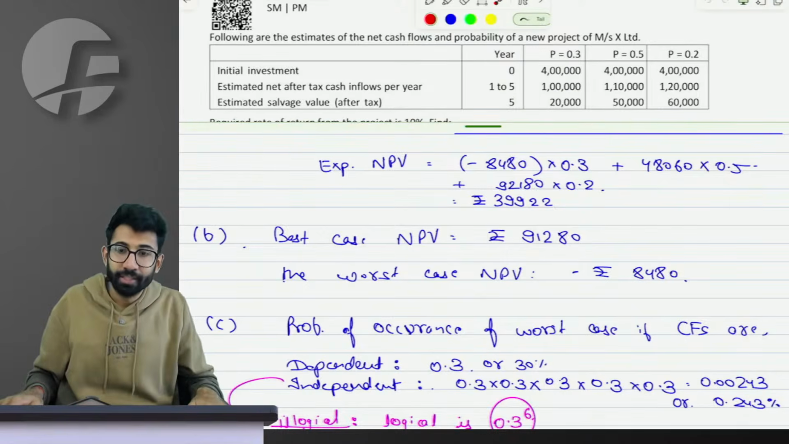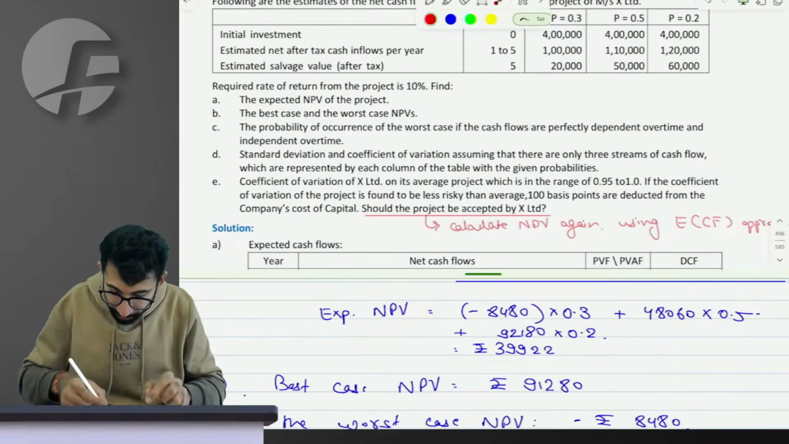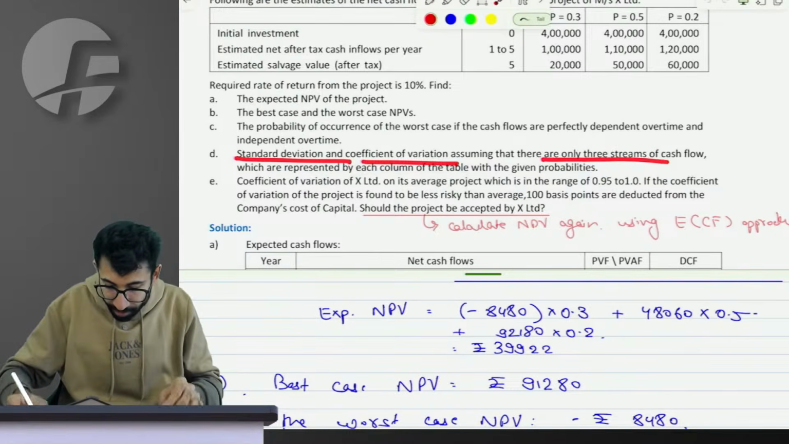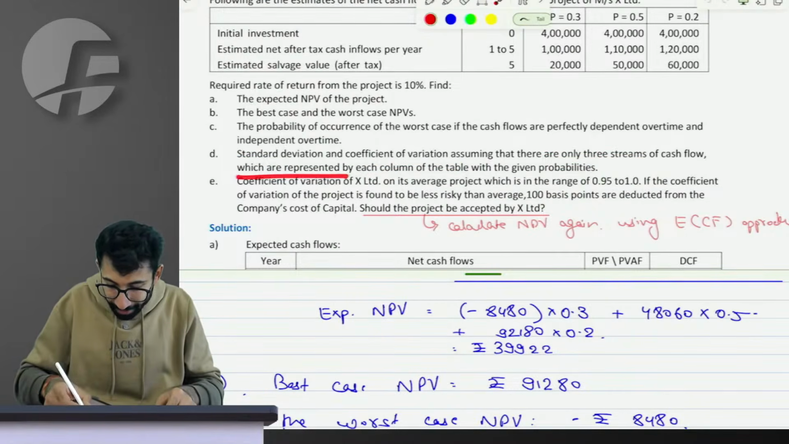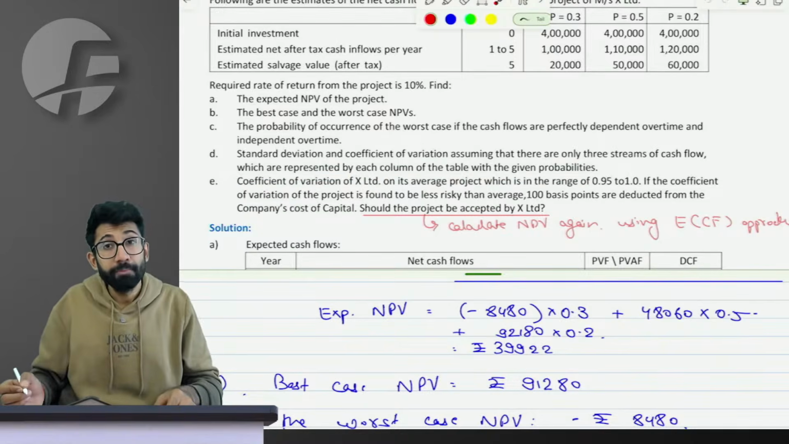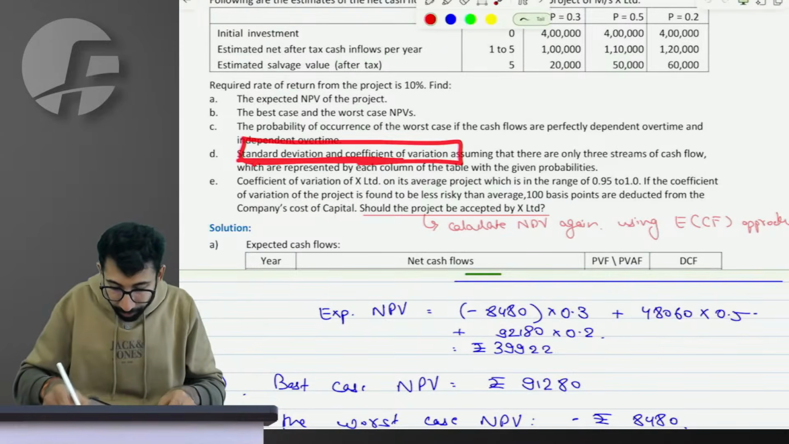Settled, are we? Sir, the next part the examiner is asking: what is the standard deviation and coefficient of variation, assuming there are only 3 streams of cash flow, which are represented by each column of the table given below? Please understand what they say.